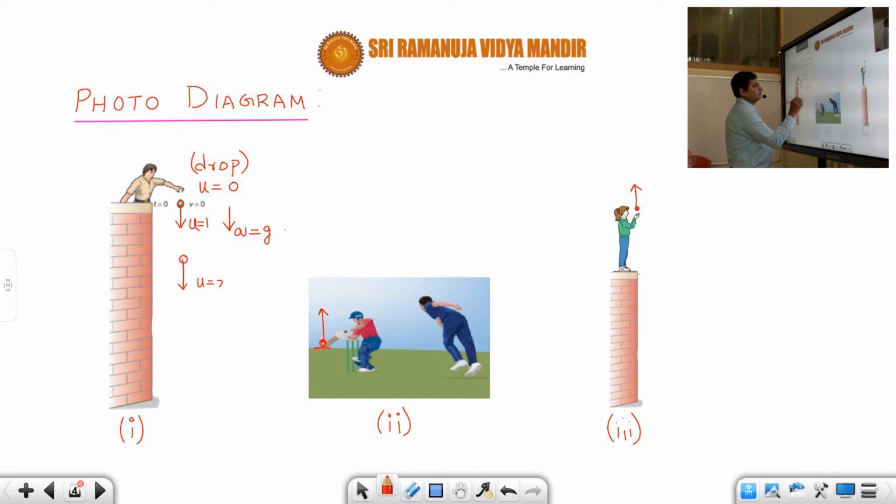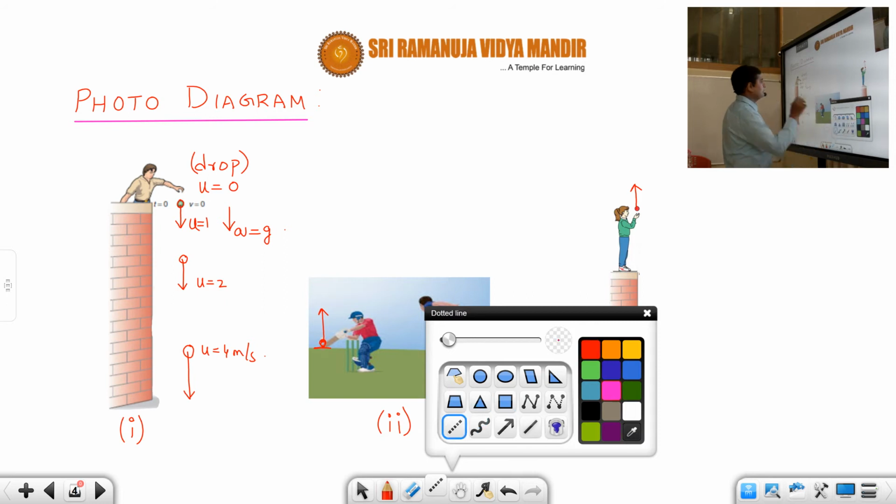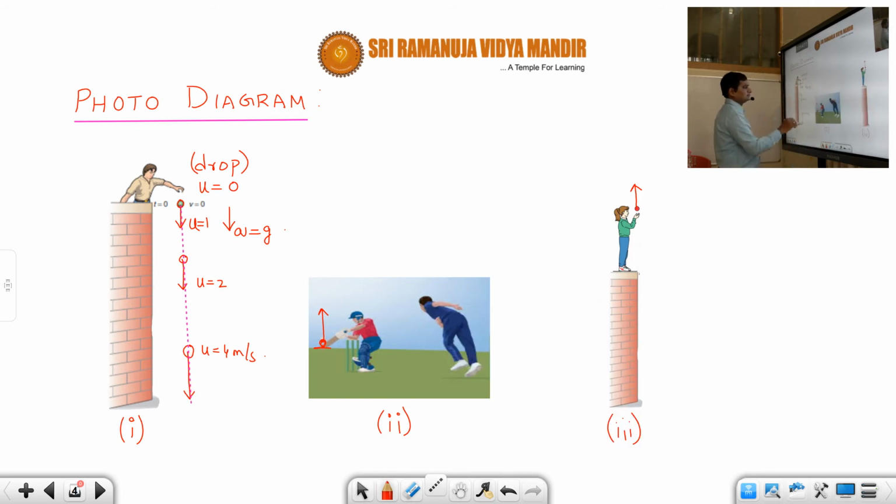U equal to maybe 2. After some time the speed will increase, U equal to 4 meters per second, like this. Are you able to understand, students? The speed will increase like this. Or if you want to draw the photo diagram simply, you can draw like this. Where you can see clearly that the distance is gradually increasing.